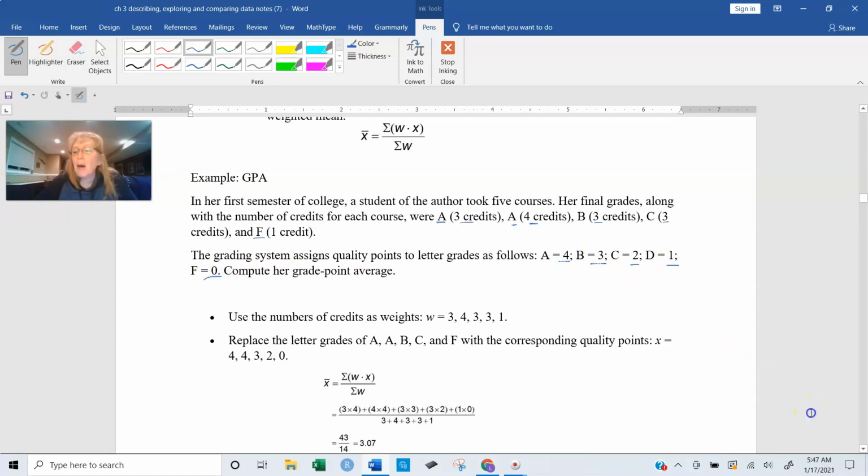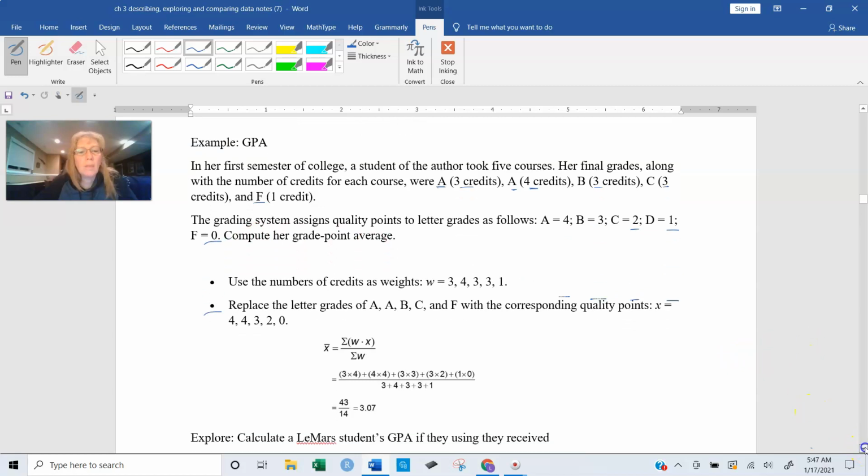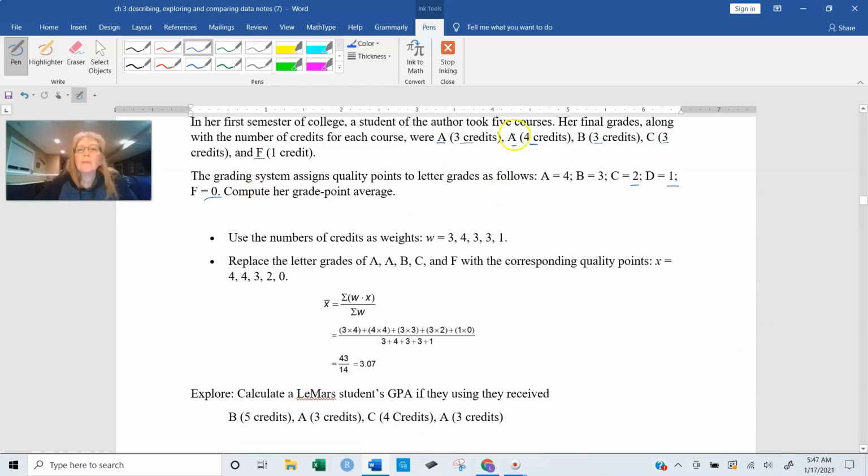Now, how do you calculate your GPA? All right, we can still see. So the number of credits are the weights. So this in here was her class 1, which was 3 credits. Class 2 was 4 credits. Her third class was 3. Her fourth class was 3. And then her fifth class was worth 1 credit. So probably her intro to freshman course.